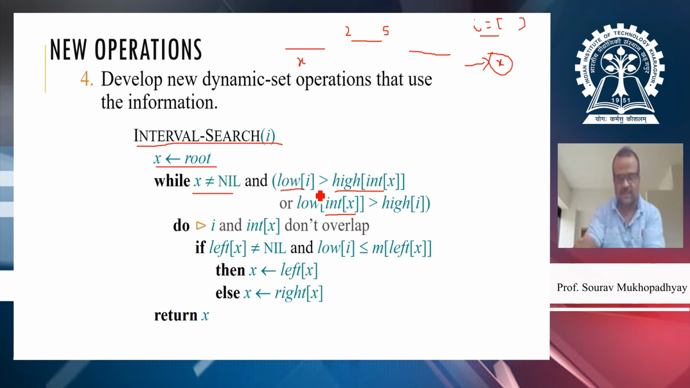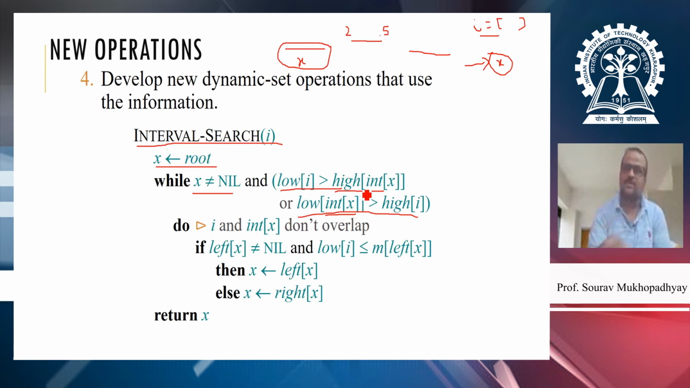So this is the first condition. That means x is completely in the left part, then it is not overlapping. Or if x is completely in the right part, in that case the low of x is greater than the high of I. That is the second condition. Is this clear? These two conditions indicate that it is not overlapping. Only then will we go for further search.